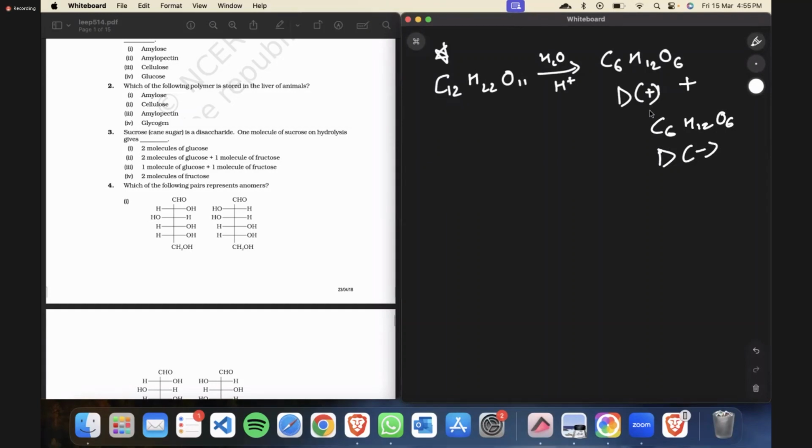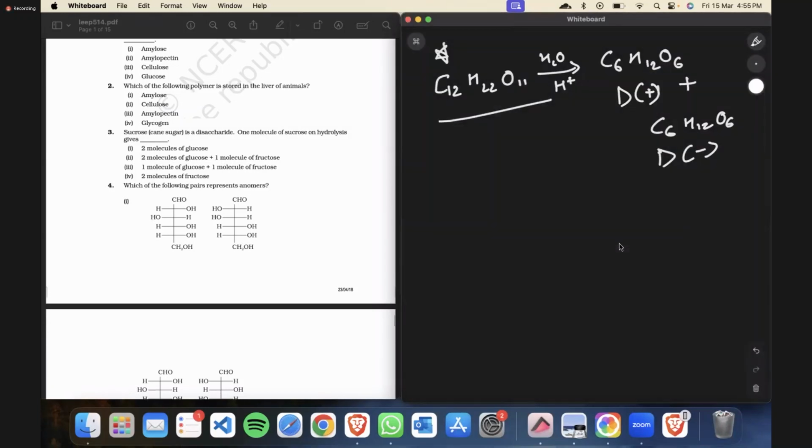Now, so which option is correct? One molecule of glucose and one molecule of fructose. So option three is the correct answer. See, sucrose is a dextrorotatory sugar. So on hydrolysis, it will produce a levorotatory mixture. So that is why this is called an invert sugar. Now, sucrose is a non-reducing sugar, while maltose and lactose are reducing sugars. So you need to understand that this is an invert sugar.